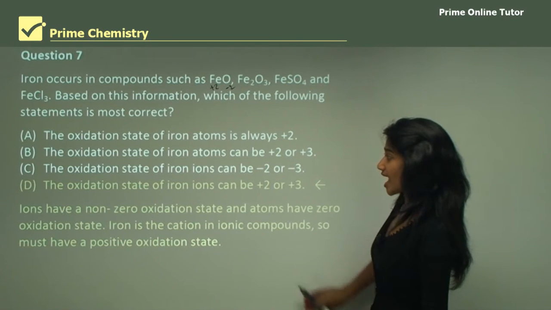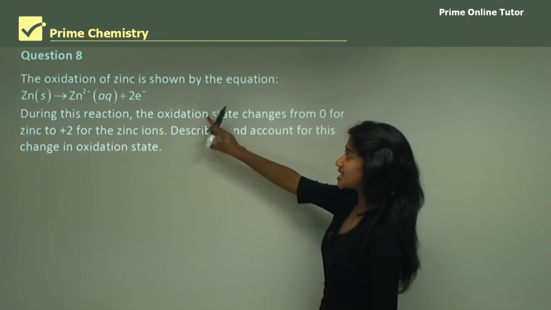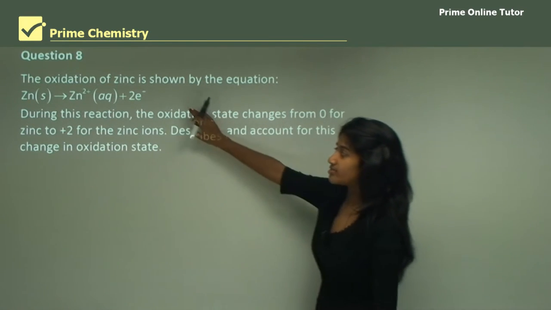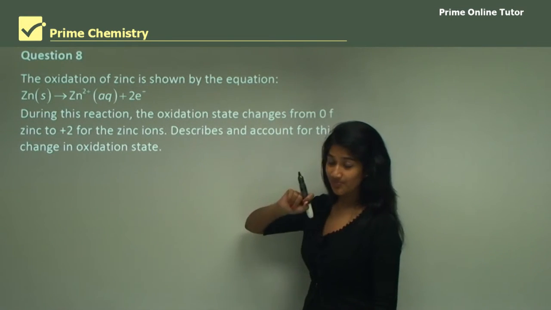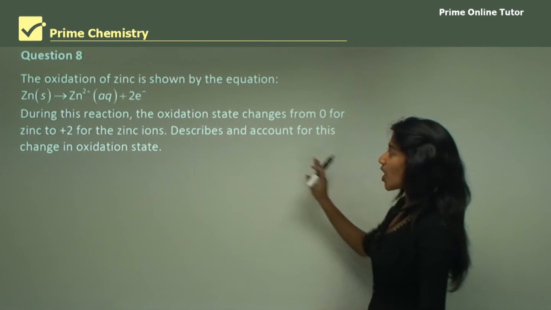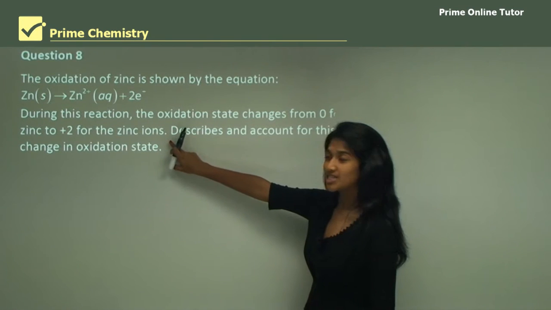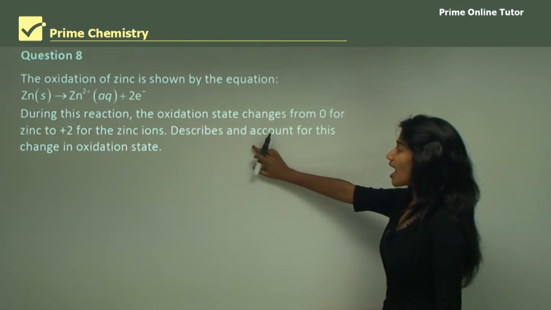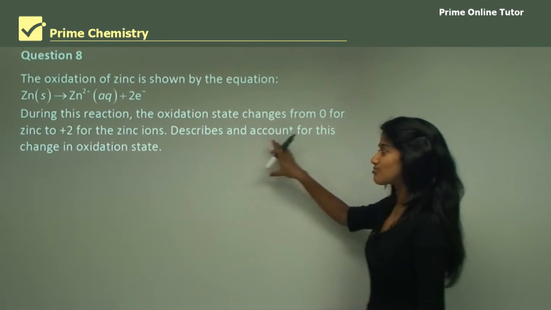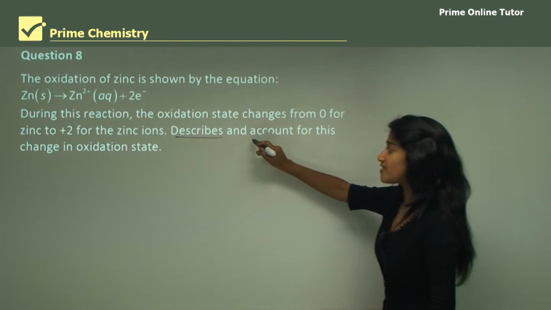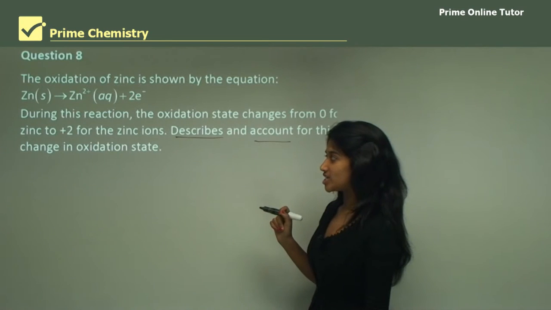Now moving to question 8. Question 8 says, the oxidation of zinc is shown by the equation. We have zinc reacting to form the zinc ion and 2 electrons. During this reaction, the oxidation state changes from 0 for zinc to +2 for the zinc ion. Describe and account for this change in oxidation state. These are the 2 key verbs in our question: to describe and account for the change in oxidation state.